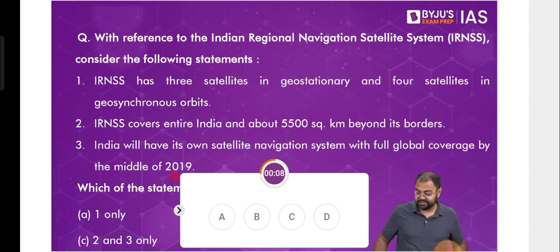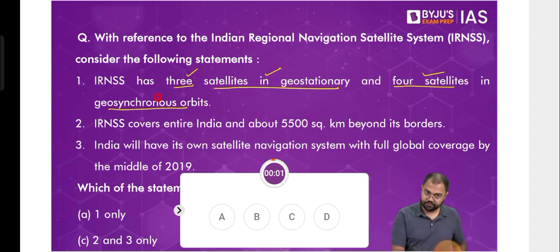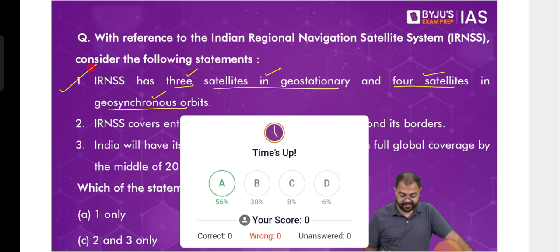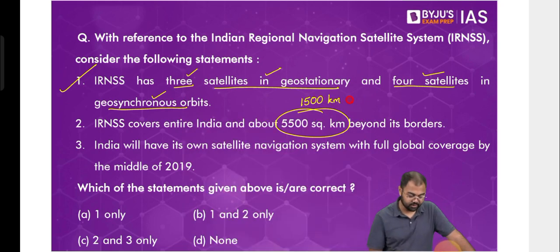With reference to the Indian Regional Navigation Satellite System, or IRNSS, consider the following statements. First, IRNSS has 3 satellites in geostationary orbit. This is correct. We discussed this. And 4 satellites in geosynchronous orbit. Right? So this is fine. IRNSS covers entire India and about 5,500 square kilometers beyond its borders. This is wrong. How much is it? 1,500 kilometers beyond Indian borders. So that's why this is wrong.